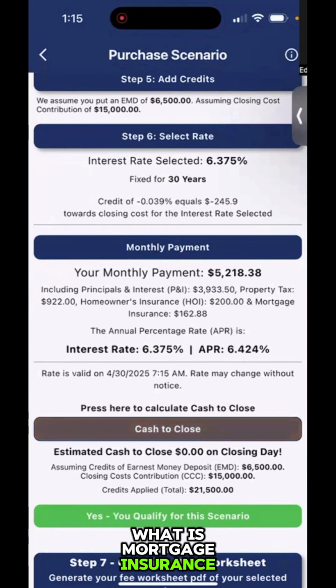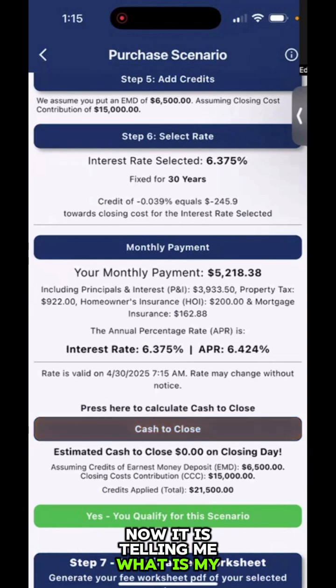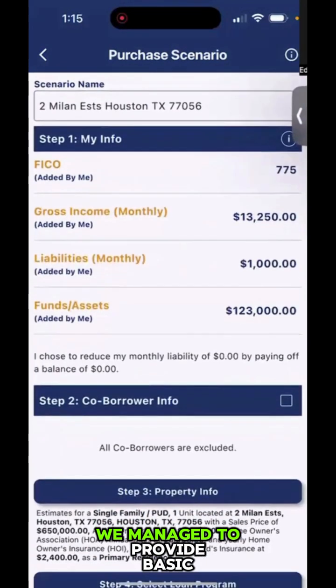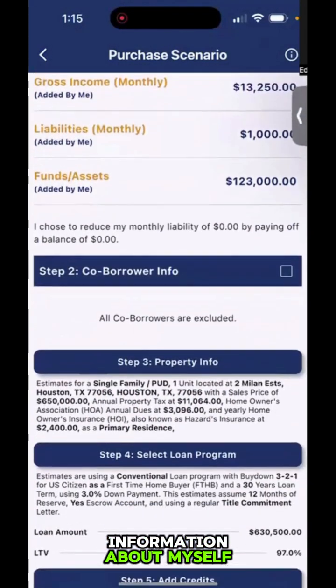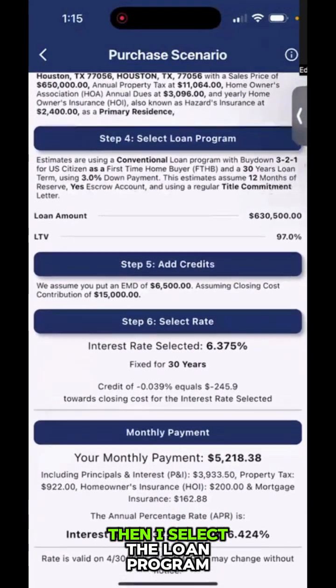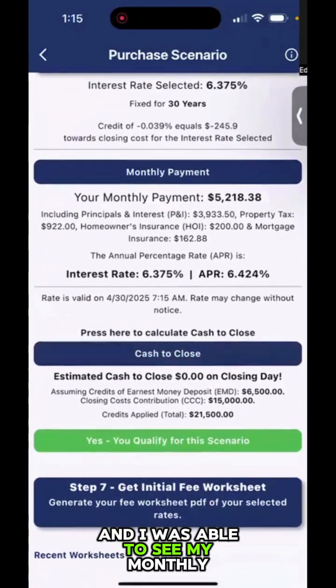What is mortgage insurance? If I do not put 20% down, then I have to pay this. Okay. Now it is telling me my interest rate, which is 6.375. It's also telling me my APR, which is 6.424. So we managed to provide basic information about myself. If I need to add a co-borrower, I add one. I added the property info, then I selected the loan program, then I added the credits, then I selected the rate, and I was able to see my monthly payment.